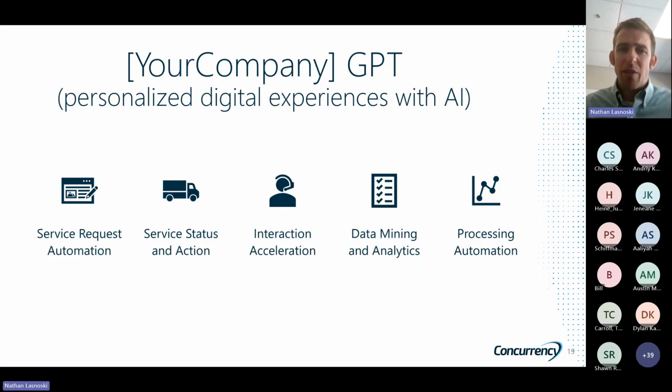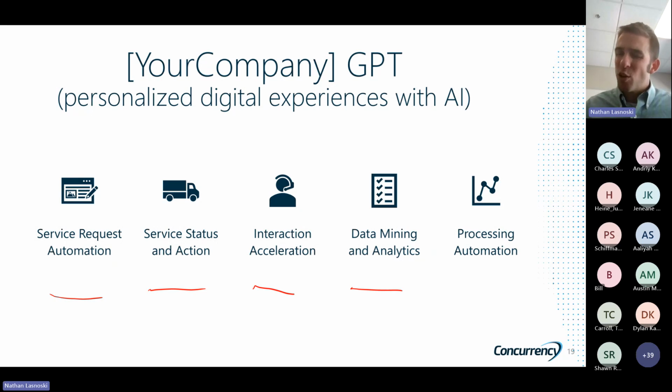So, things you need to think about in this space. If you are thinking about GPT-driven models, there's a lot of value here. Things like service request automation, any kind of customer service scenario, huge opportunity for GPT-driven conversations to drive value. Service status: where's my truck, where's my thing? Interaction acceleration, like quoting. One of our bigger case studies is driving quoting down, to a level where any kind of quote you produce can be delivered to a customer faster.